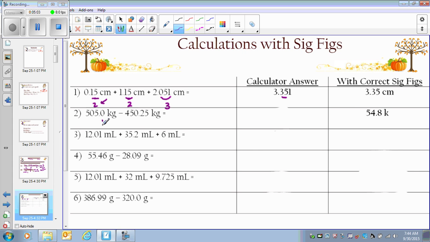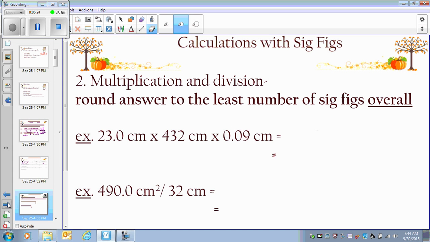Same thing here. I have one decimal space. I have two decimal spaces. Okay, so my answer should only be one decimal space. So I hope you understand how to do this. The calculator gives you a longer answer, but you need to round it in a way that there is only one decimal space in the answer. So go ahead and complete this table, and then we move on.